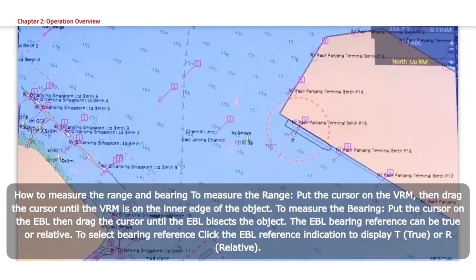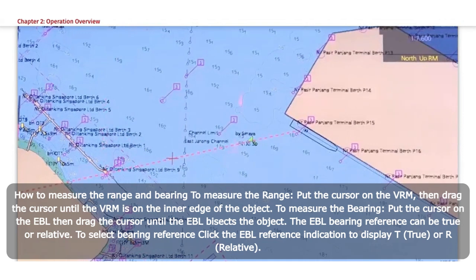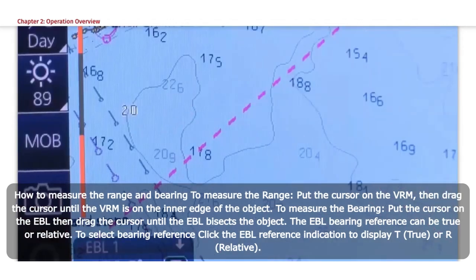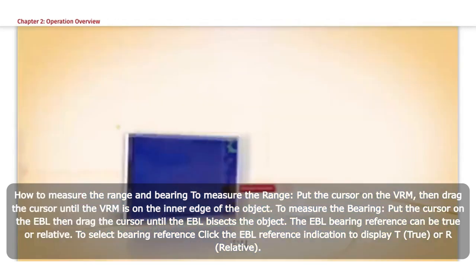How to measure the range and bearing. To measure the range, put the cursor on the VRM, then drag the cursor until the VRM is on the inner edge of the object. To measure the bearing, put the cursor on the EBL, then drag the cursor until the EBL bisects the object. The EBL bearing reference can be true or relative. To select bearing reference, click the EBL reference indication to display T, true, or R, relative.